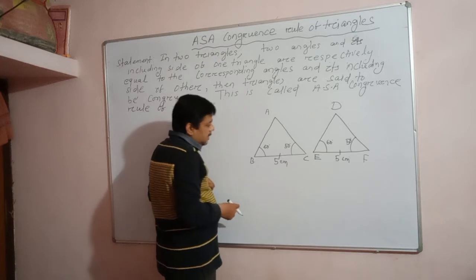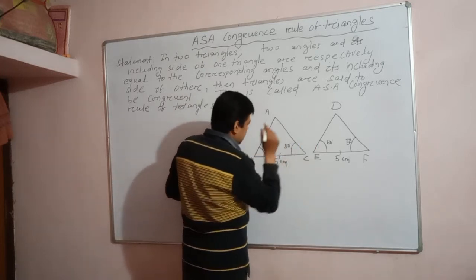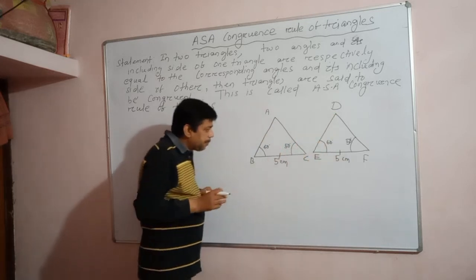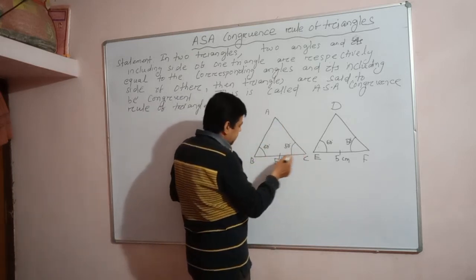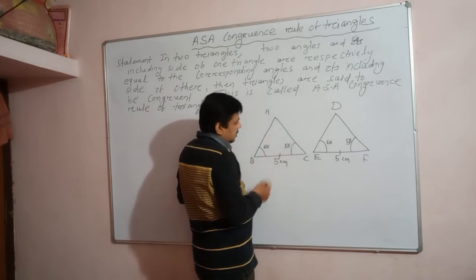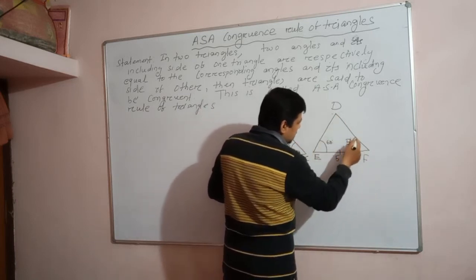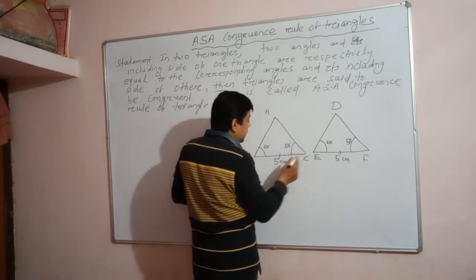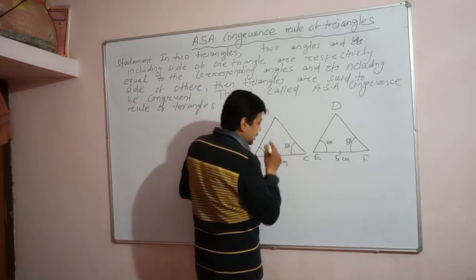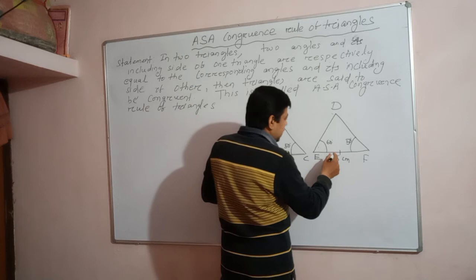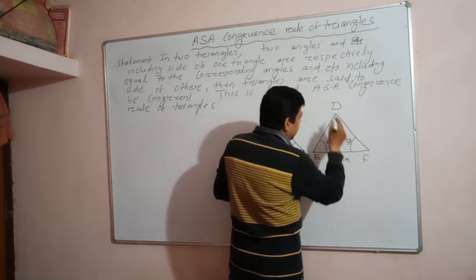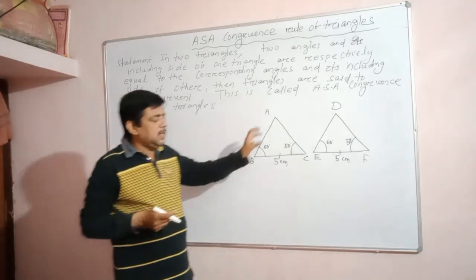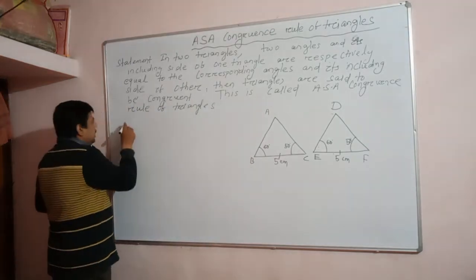Okay, it is given the B angle is equal to E angle, means ABC angle is equal to DEF angle. Okay, again ACB angle means which angle? C angle is equal to DFE angle means F angle. Okay, and again it is saying that the BC, the including side of angle B and angle C, is equal to the including side of angle E and angle F of the triangle DEF. So we have to prove that triangle ABC is congruent to triangle DEF. Right? Let us write what is given.